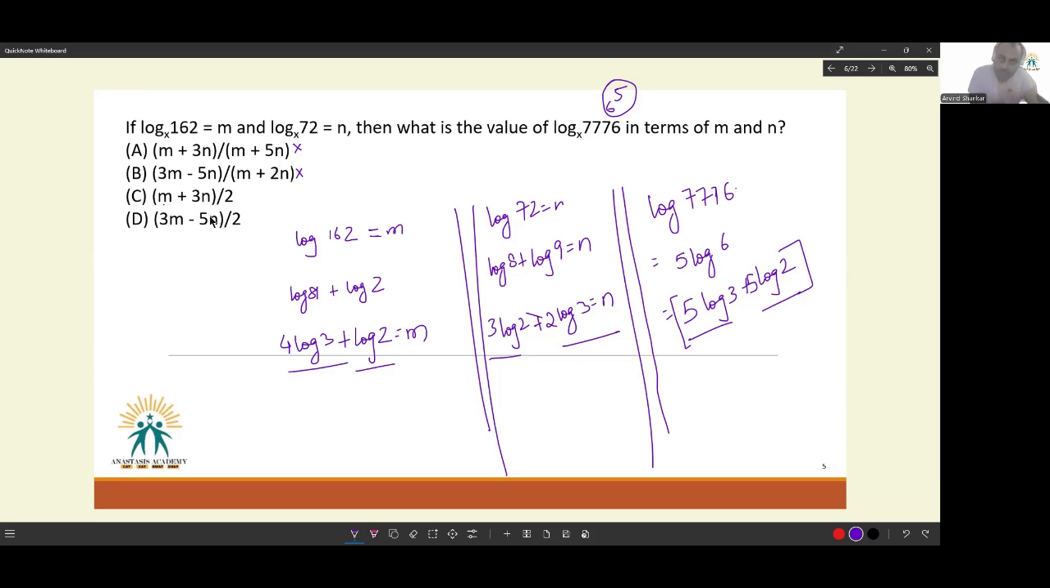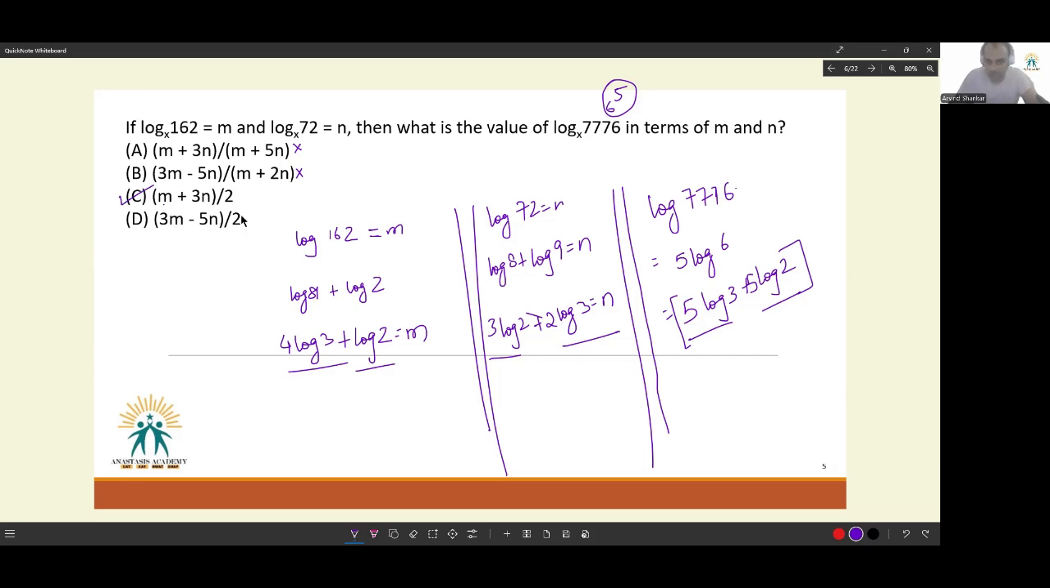After I have done my check for log 3, I will now do my check for log 2. M plus 3n. So from here, I get log 2. From here, I'll get 9 log 2. Log 2 plus 9 log 2 adds up to 10 log 2, and 10 log 2 divided by 2 will give me 5 log 2. I'm getting both my 5 log 3 and 5 log 2 in option C, and therefore, this will be the answer.